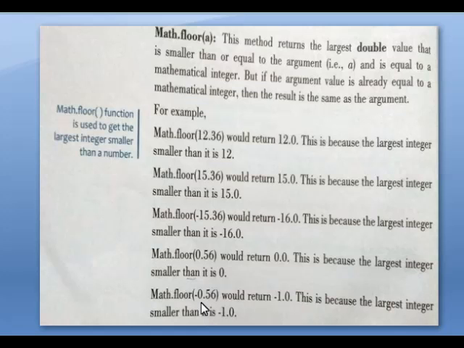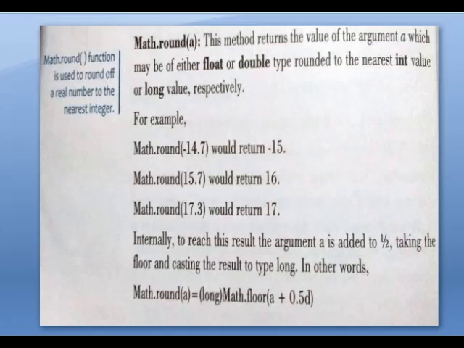use of Math.floor. Now next we are going to see the Math.round function. The Math.round function is used to round off a real number to the nearest integer. This method returns the value of an argument a, which may be either float or double type, rounded to the nearest integer value or long value respectively.